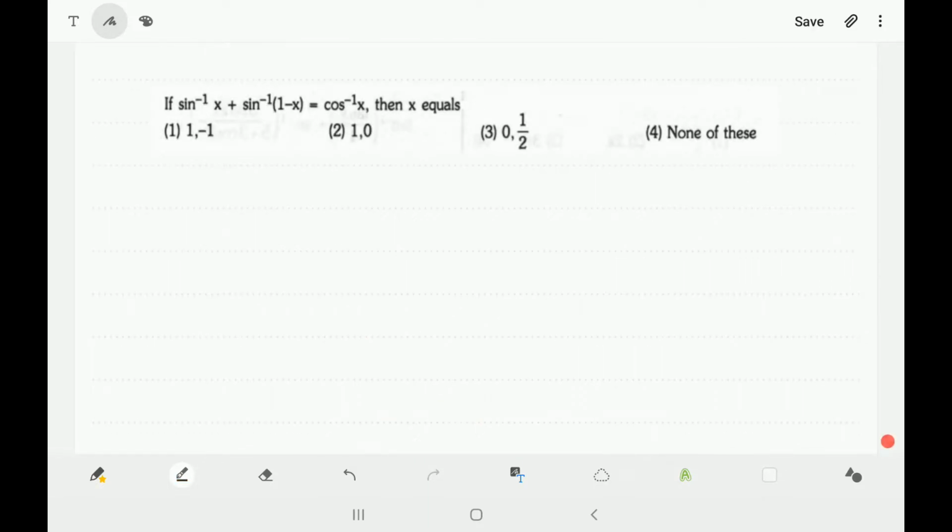In this problem, we have to find the value of x if sin inverse x plus sin inverse of (1 minus x) is equal to cos inverse x. There are two ways to do it. First, you have the option to just put in the values and cross check whether the left hand side is equal to the right hand side. But if you want to learn how to solve these equations, you should solve it completely. So I'll use the formula sin inverse a plus sin inverse b, which is sin inverse of a under root of 1 minus b square plus b under root of 1 minus a square.